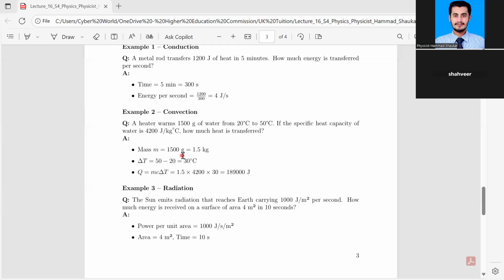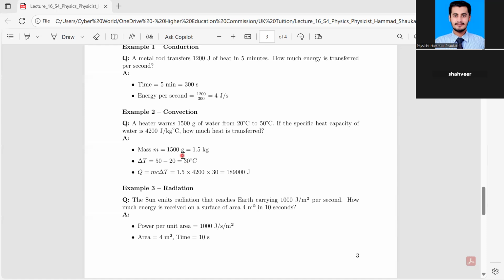And here is mass. Can you tell me what the SI unit of mass is, either grams or kilograms? Kilograms. Kilograms. But in the question, it's given in grams. So how can you convert grams into kilograms? Divide by 1000. Yes, by dividing by 1000. So 1500 divided by 1000, you will get your answer, which is 1.5 kilograms.